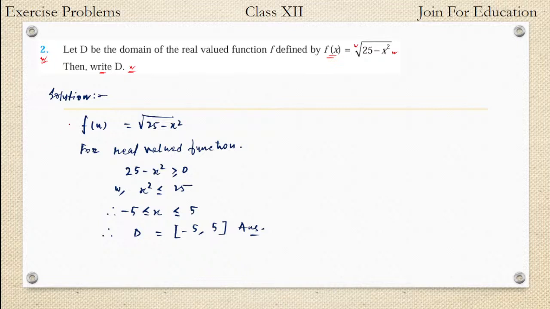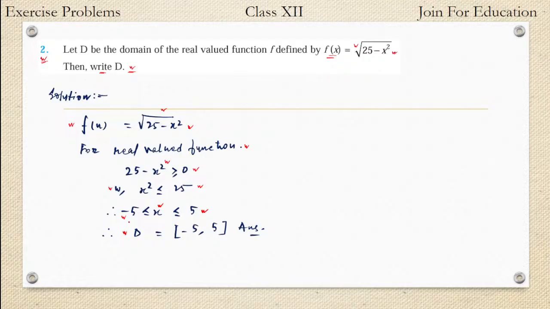So from the question it is clear that f(x) equals the square root of 25 minus x square. For a real valued function, 25 minus x square will be greater than or equal to 0, or x square less than or equal to 25, or x greater than or equal to minus 5 but less than or equal to 5.